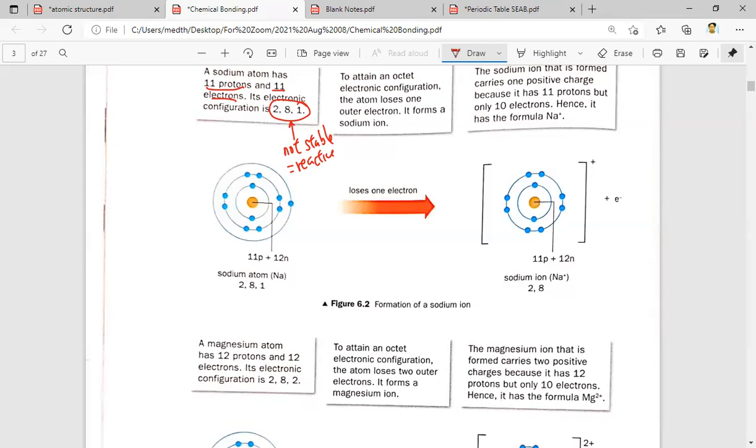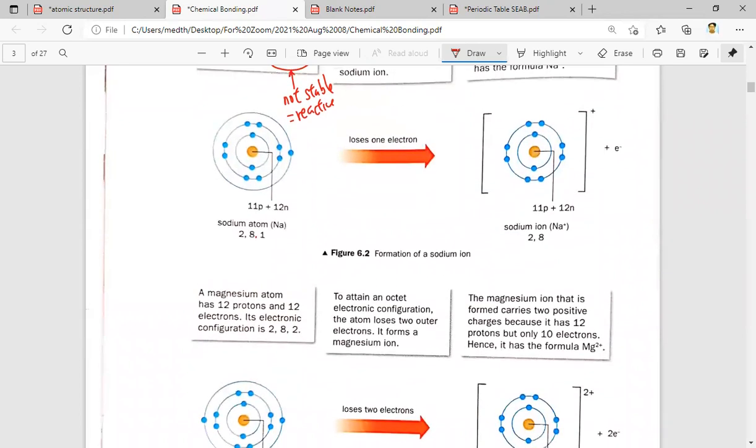So how does it become stable? How can it have its valence shell fully filled? Think of it this way. For the sodium atom to have its valence shell fully filled, there are two ways. One is 2,8,8. The other is it can become 2,8. How to become 2,8,8? I must add 7 electrons. To become 2,8, I must remove 1 electron. So it's either I gain 7 and become 2,8,8, or I lose 1 and become 2,8.